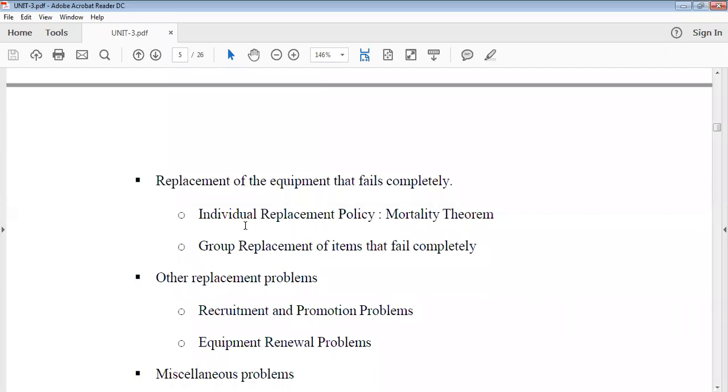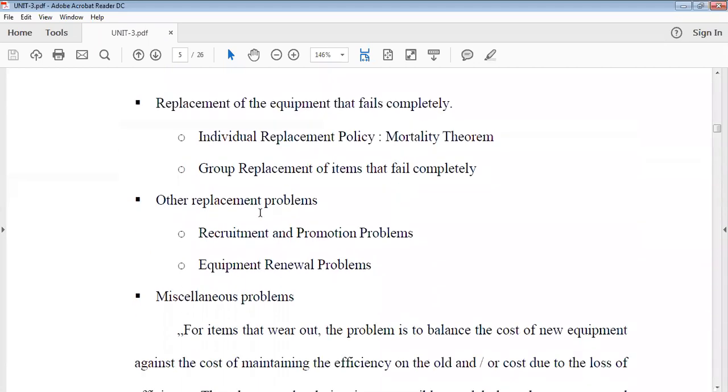So lathe machine replacement, milling machine replacement, or any other turning machine replacement comes under the individual replacement policy. Next, other replacement problems: recruitment and promotion problems, recruitment of equipment, recruitment of men and their promotion problems, equipment renewal problems. Recruitment of men also, if they are inefficient, they have to be thrown out. Or promotion, if they are very efficient, promotion has to be given.